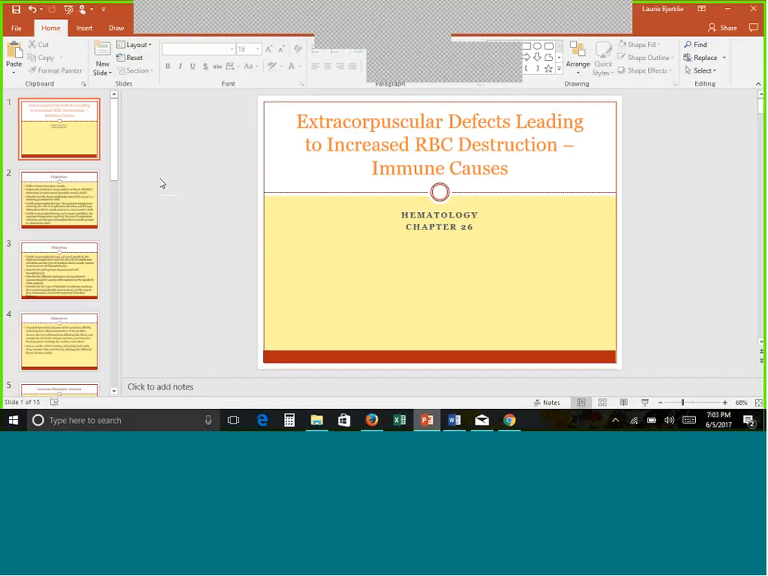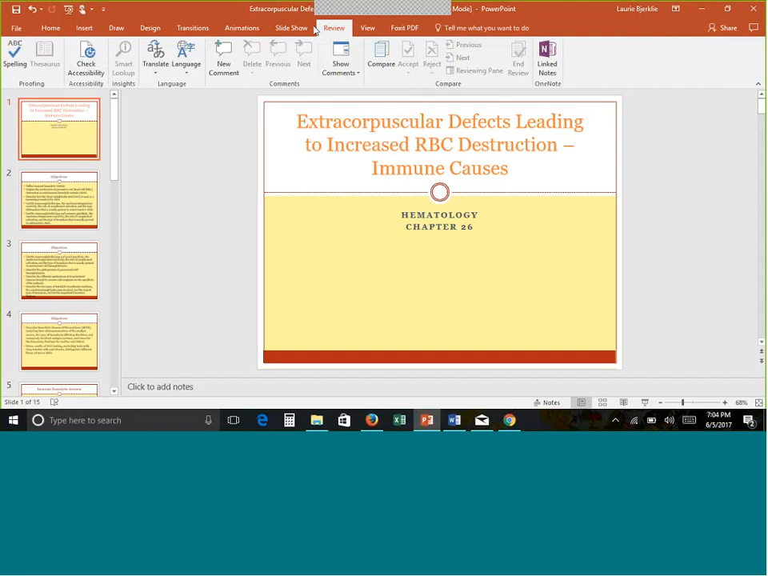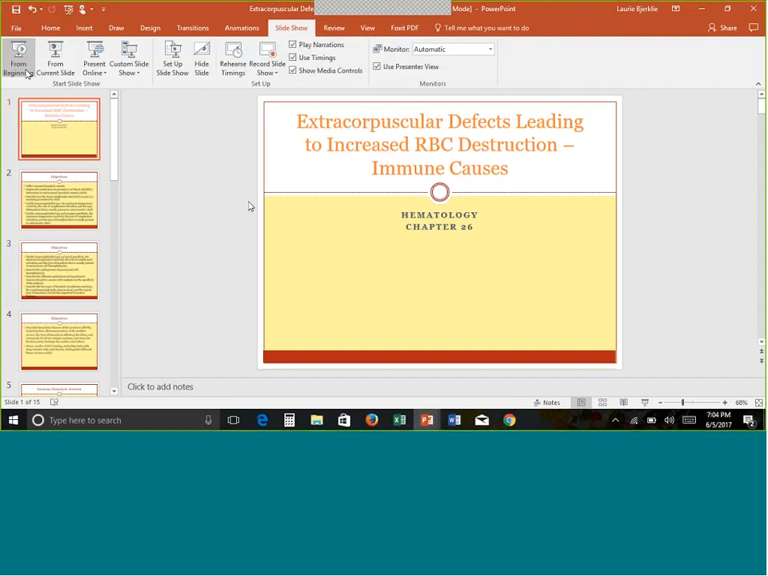I need to just find it here. There we go. All right, so I believe it's chapter 26, but it's the chapter that focuses on hemolysis or extracorpuscular defects leading to increased red cell destruction, immune causes. So in other words, this PowerPoint is full of more topics on hemolysis, but this is all related back to antibodies. So that's where the immune word comes in. Anytime you see that word immune, you should be thinking that an antibody is involved. So that will be the focus. An antibody will be helping cause the hemolysis that is occurring.